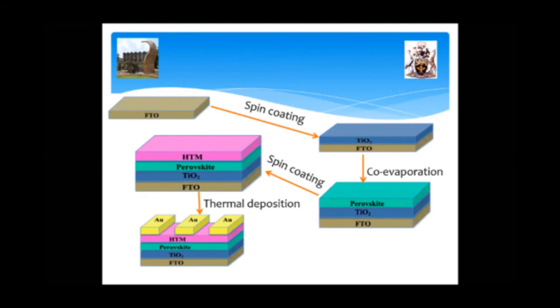Now, this diagram just illustrates the fabrication process of the perovskite solar cell, where we have the substrate, preferably the FTO substrate, and then by spin coating, we shall deposit the TiO2 compact layer, and after that, we shall deposit the perovskite layer by co-evaporation, and after that, on the two layers, we shall deposit the hole transport material by spin coating, and lastly, we shall deposit the back contact, which is gold, by thermal evaporation.